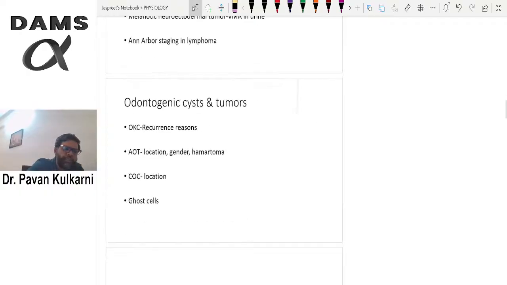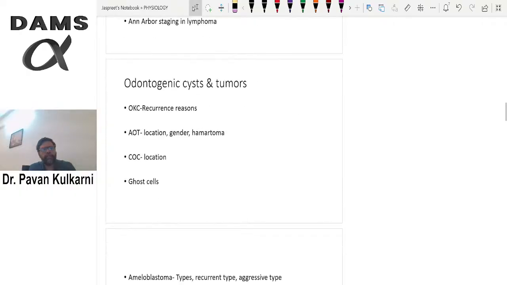Then questions come on odontogenic cysts and tumors. Whenever a question comes on odontogenic cysts and tumors, particularly the OKC, that is odontogenic keratocyst, you get questions on the recurrence. What is the recurrence rate? How much is the recurrence rate? What is the main reason for the high recurrence rate in OKC? That is a question that is usually asked in case of odontogenic cysts.